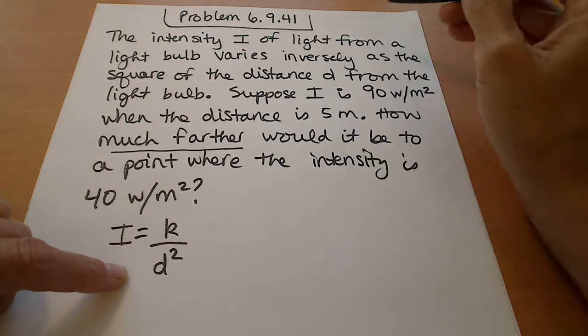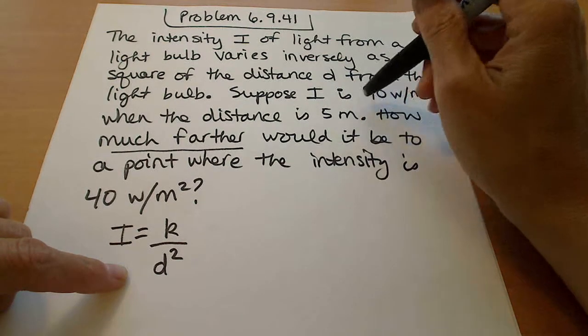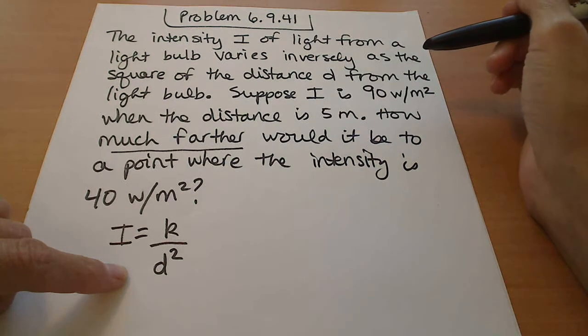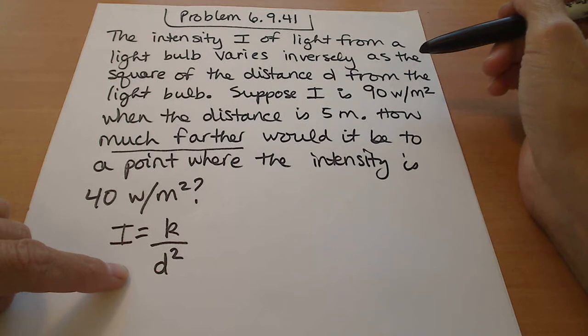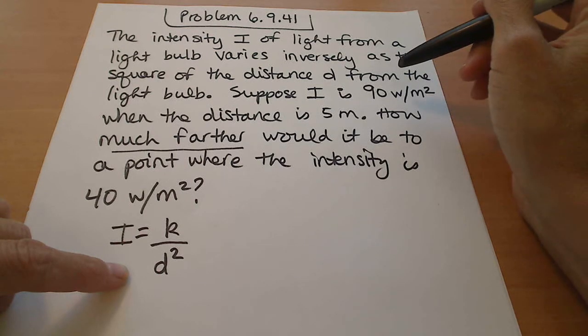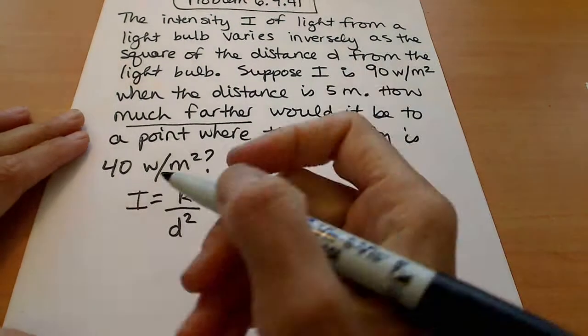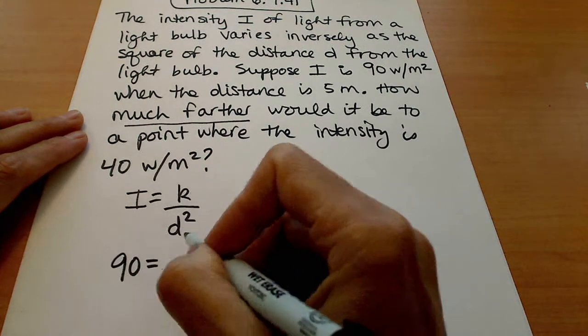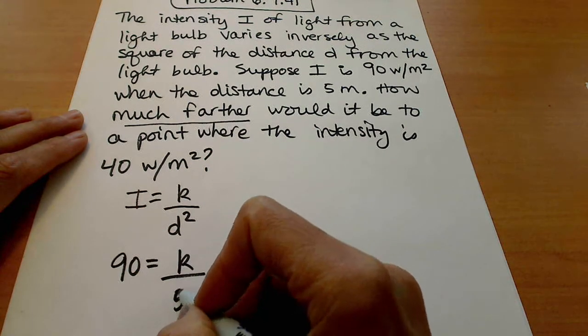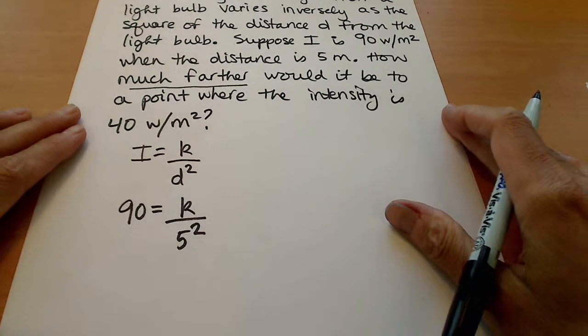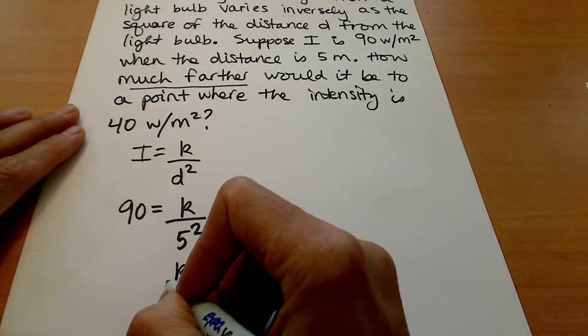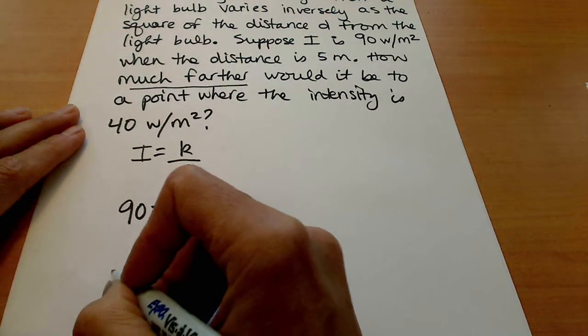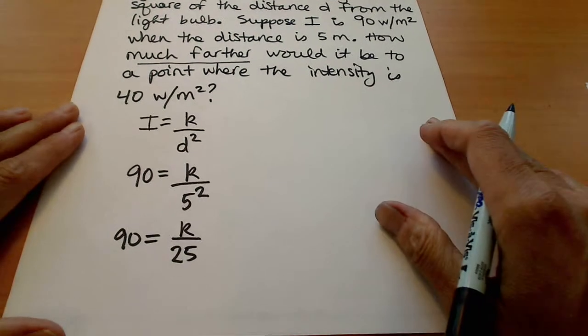All right, so now they're giving us some values for I and d that we can plug in to find the k so that we can get the equation of variation. So let's take the 90, plug that in for I, and take 5 and plug that in for the d. And so really we're looking at k over 25 equal to 90.